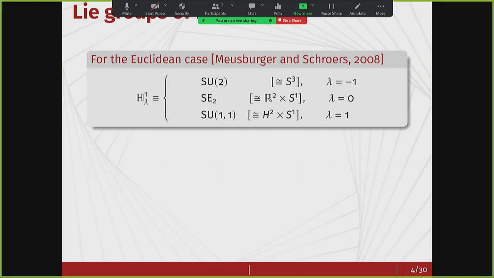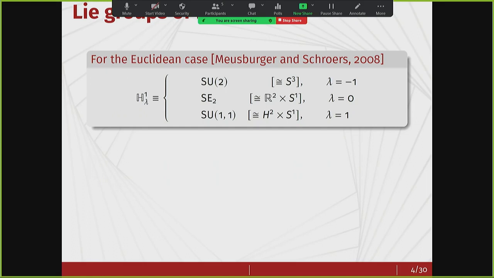Then Schwarz, my supervisor, and Catherine, one of his previous PhD students, found a nice way to describe all these groups that appear, for example, for vortices. I will also talk a little bit about that in the setting of 3D gravity, parameterizing them by a parameter, lambda. Lambda equal to minus 1 describes SU(2), lambda 0 corresponds to the special Euclidean group, and lambda 1 is SU(1,1).